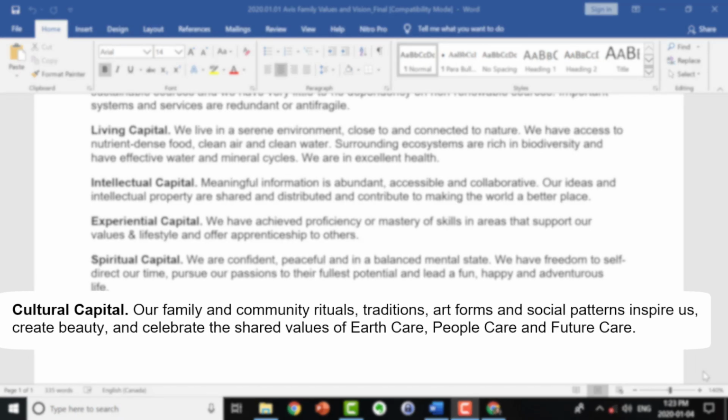Yeah, our statement that we came up with, as it is right now, is that our family and community rituals, traditions, art forms, and social patterns inspire us, create beauty, and celebrate the shared values: earth care, people care, and future care. And for me, a relevant, recent example of this is that we just had Christmas with our family, and it's a long tradition that my family has celebrated, and Rob too, that we both grew up with.